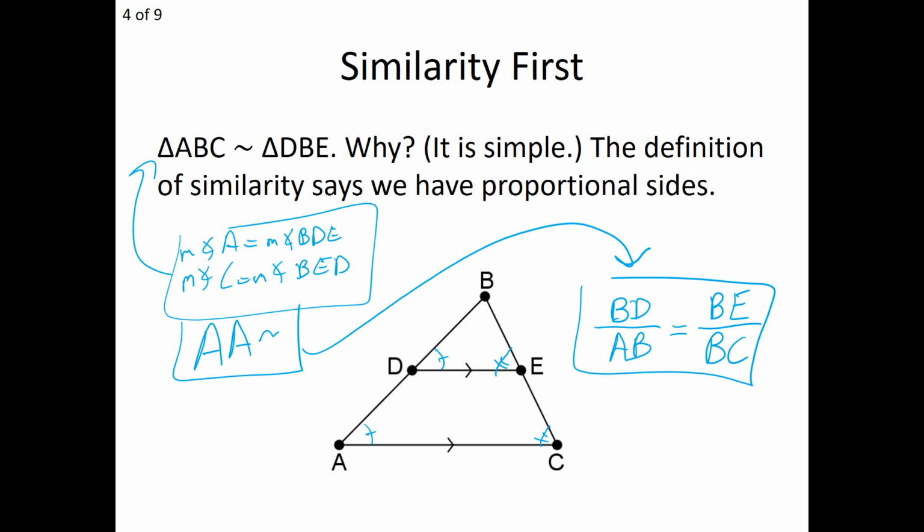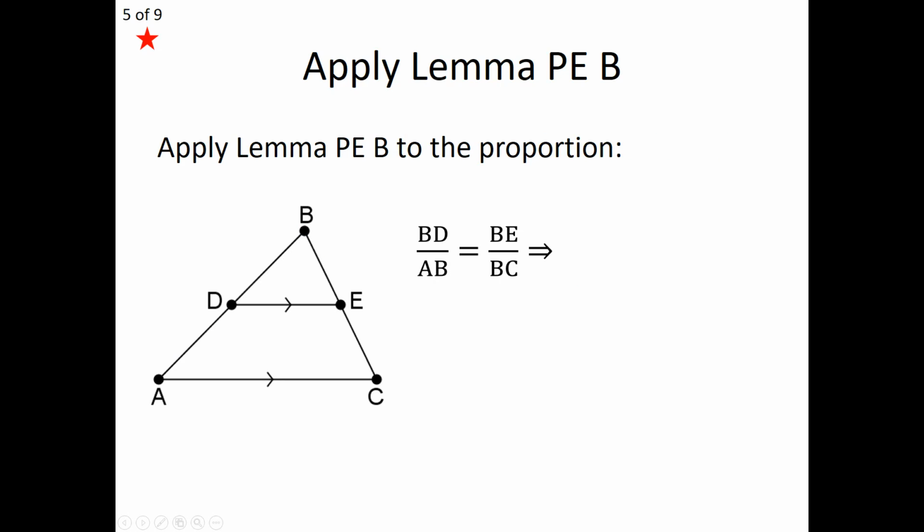So now we have this new proportion we know to be true, that BD over AB is equal to BE over BC. What can we do with that to arrive at our conclusion? This is where the lemmas step in. In particular, I'm going to be using lemma proportion entailment B. Let me remind you what it stated. It said that if we have a proportion that is true, then we are allowed to take the numerator value and subtract it from the denominator value. In other words, we have this proportion that we just proved to be true, BD over AB is equal to BE over BC. Let's take our numerator values and subtract them from our denominators.